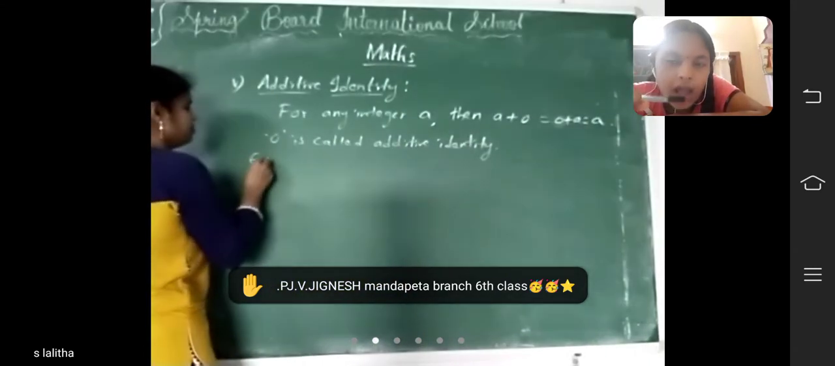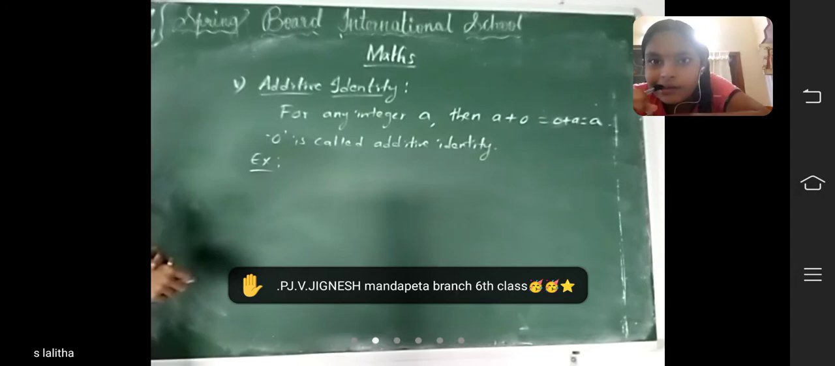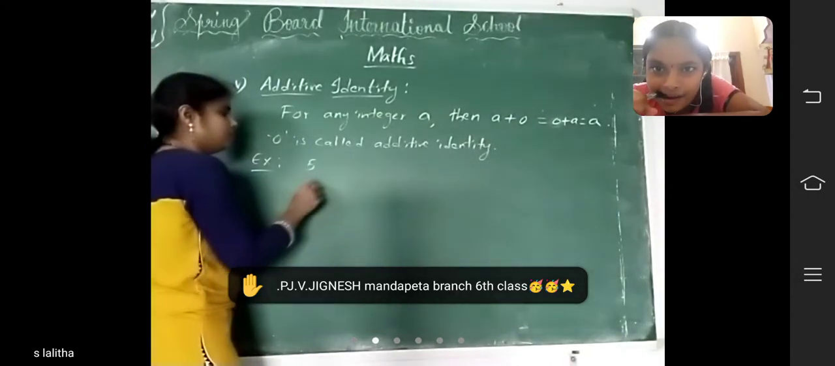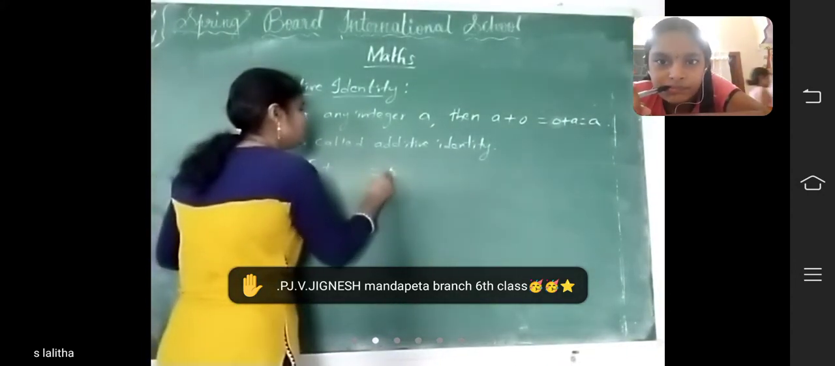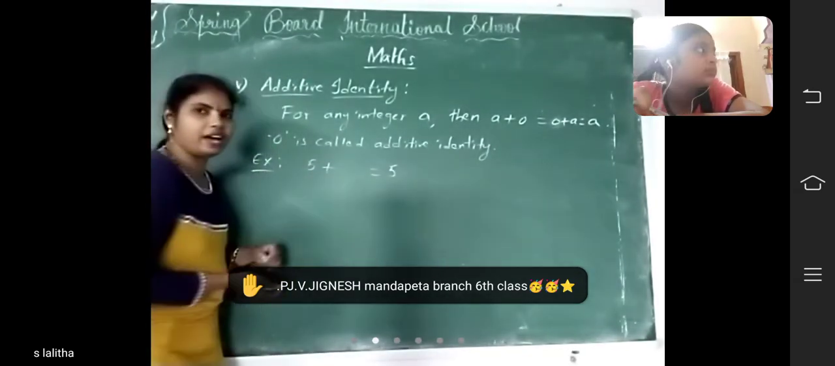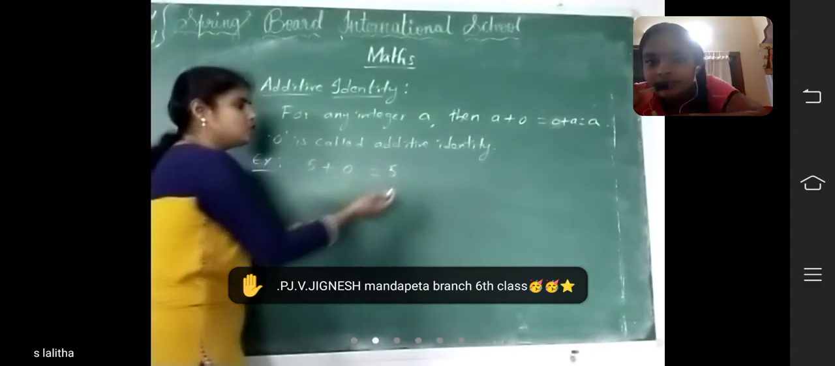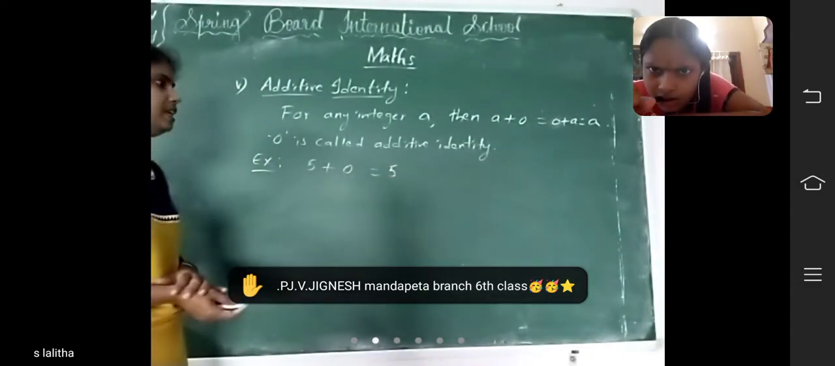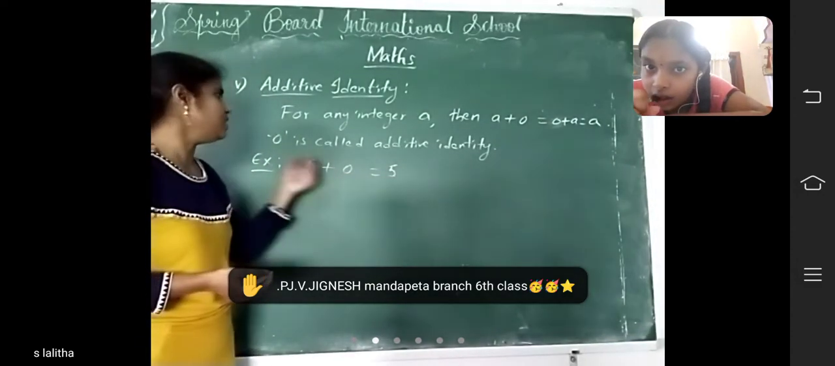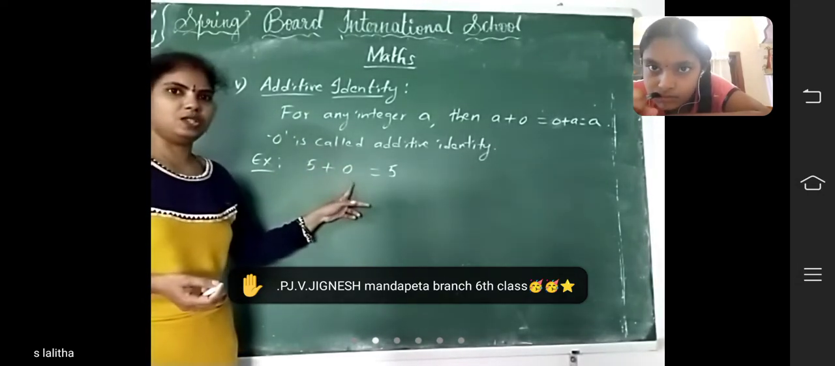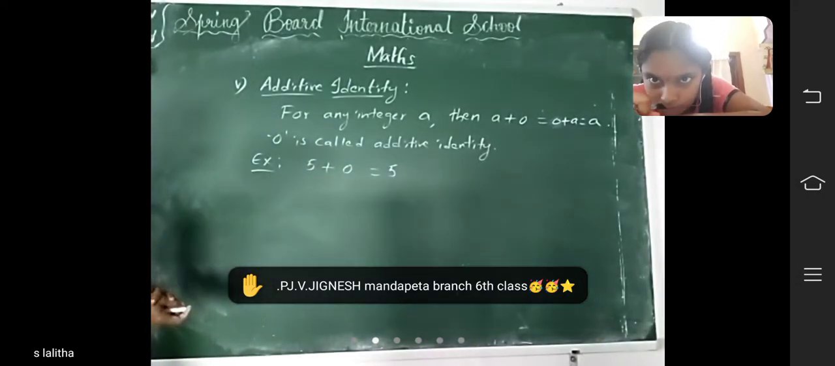Example, say any whole number, 5. Which number should you add to this number to get 5? We can add 0. 5 plus 0, how much? We will get 5 as the answer. That is called additive identity. So what is called additive identity here? 0 is called additive identity. Okay, ma'am?